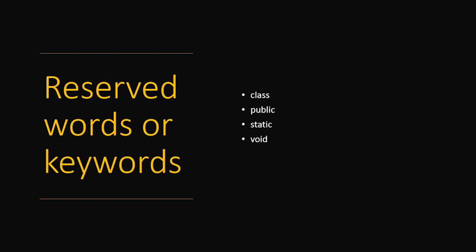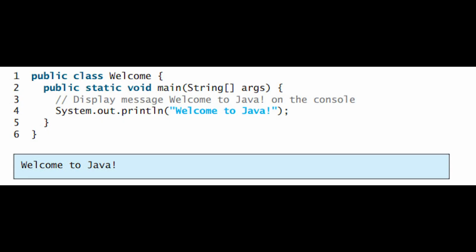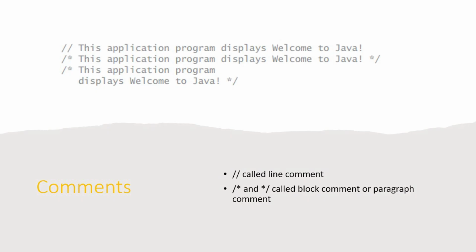Line 3 is a comment that documents what the program is and how it is constructed. Comments help programmers to communicate and understand the program. They are not programming statements and thus are ignored by the compiler.